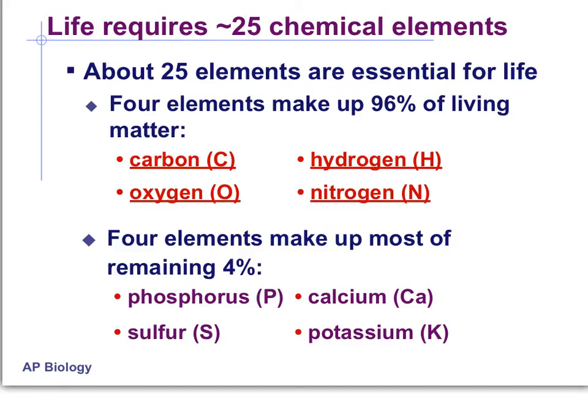The number here of about 25 chemical elements, that's not so important. What's important is really knowing these big four. These big four make up the vast majority of living matter: C, H, N, and O. Carbon, hydrogen, oxygen, nitrogen. There are some other ones that also make up most of living things, but really in biochemistry we're going to be dealing with carbon, hydrogen, oxygen, and nitrogen.